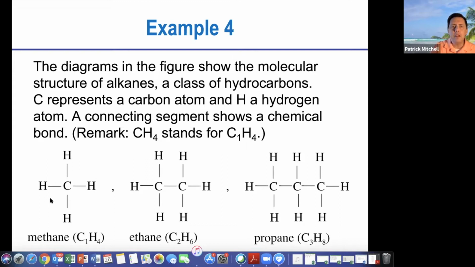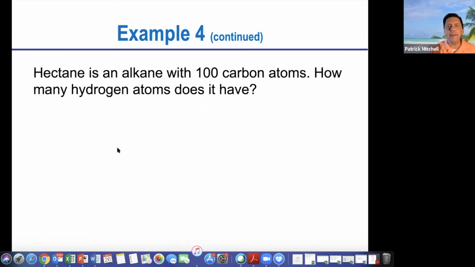Okay. So here's methane, which has 1 carbon and 4 hydrogen. Here's ethane, which is 2 carbon and 6 hydrogen. And here's propane, which is 3 carbon and 8 hydrogen. So let's see, what is the question? Hectane is an alkane with 100 carbon atoms. How many hydrogen atoms does hectane have? Okay. So let's look at the pattern between number of carbon atoms and number of hydrogen atoms.